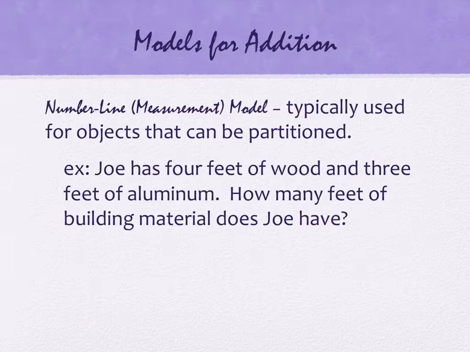However, there are some things that don't work quite like that. The number line or the measurement model is typically used for objects that can be partitioned. So usually measured lengths of things, like this one. Joe has 4 feet of wood and 3 feet of aluminum. How many feet of building material does Joe have? Okay, we're not actually counting the pieces of equipment he has, we're counting the lengths of the equipment that he has. It's still whole numbers, right?